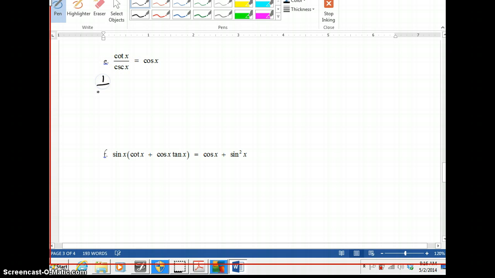Cosecant, I'm going to write that as 1 over cosecant of x. Cotangent, I'm going to write that as cosine of x over sine of x. Okay, nothing cancels yet. Cosecant is the reciprocal of the sine function. So 1 over that reciprocal would give me sine of x over 1 times cosine x over sine x. Now I see that the sines cancel. I'm left with cosine x on the left, and then we had cosine x on the right.